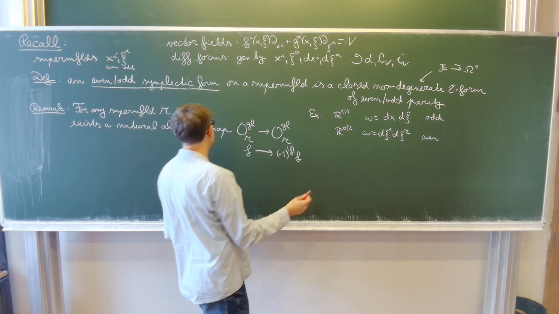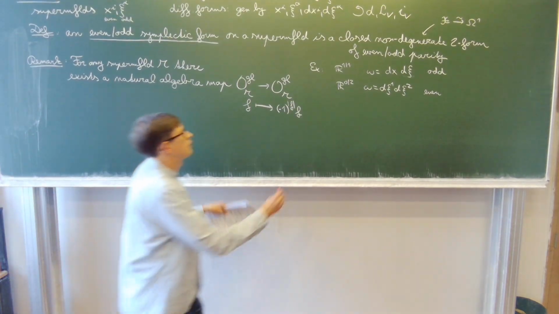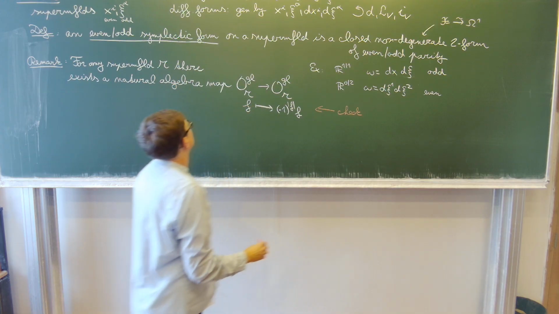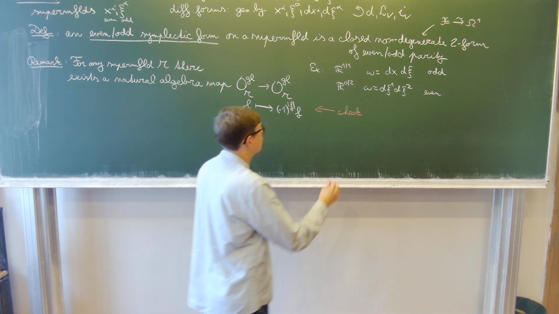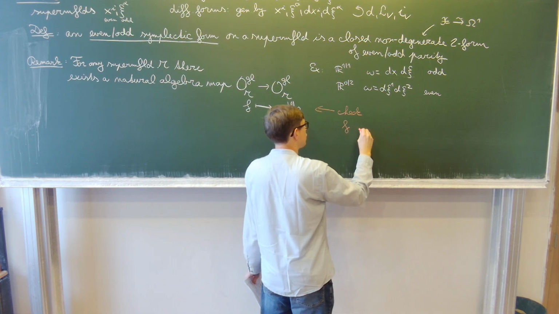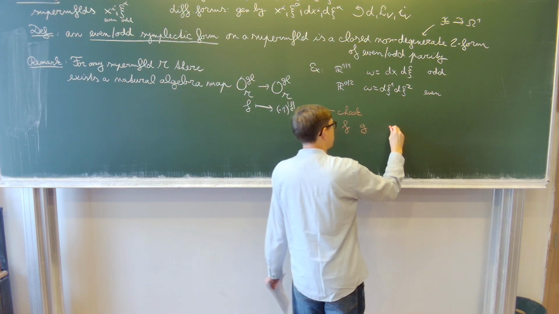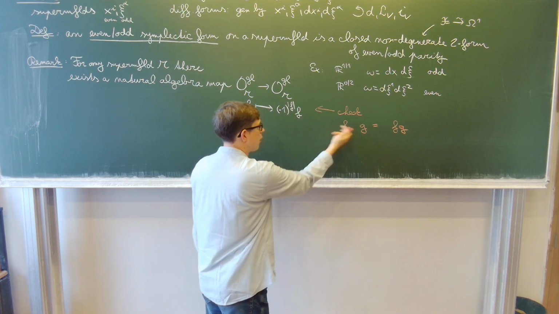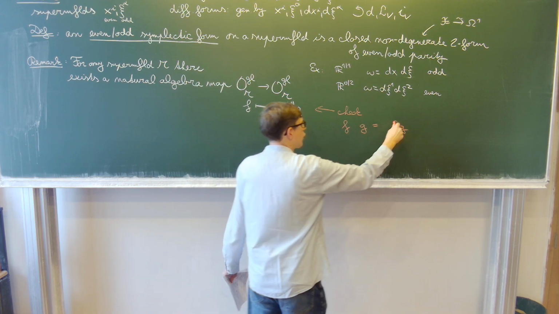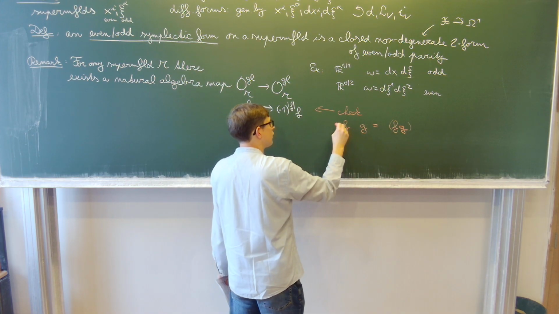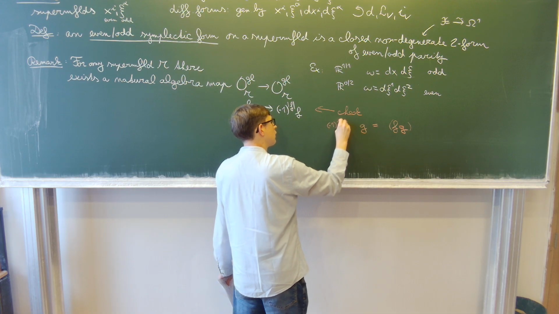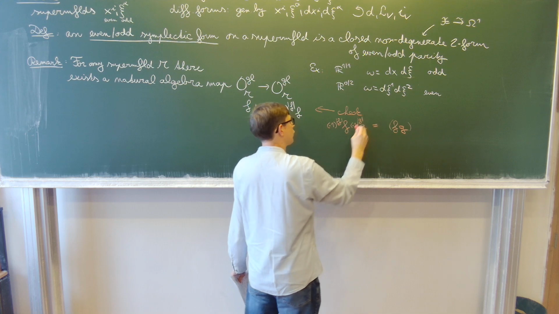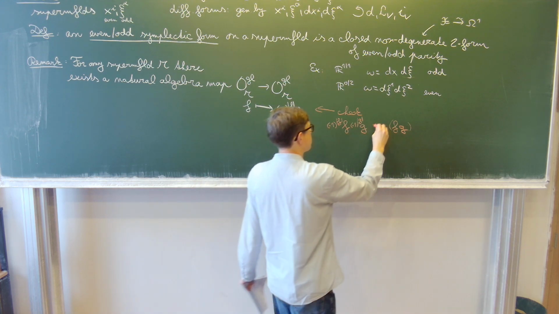So I'm claiming that this is an algebra map. Check. How do you check if something is an algebra map? You have two functions, and you have their product, and you apply it to both of them, or you apply it to the product directly.